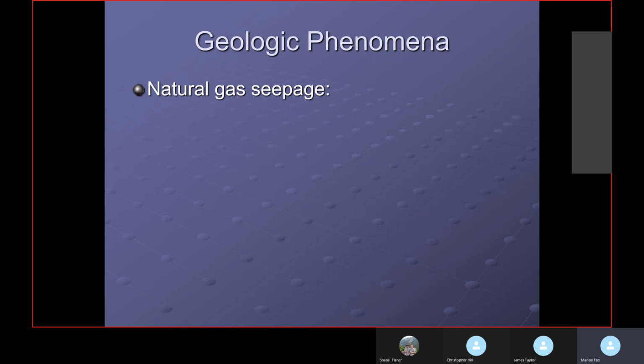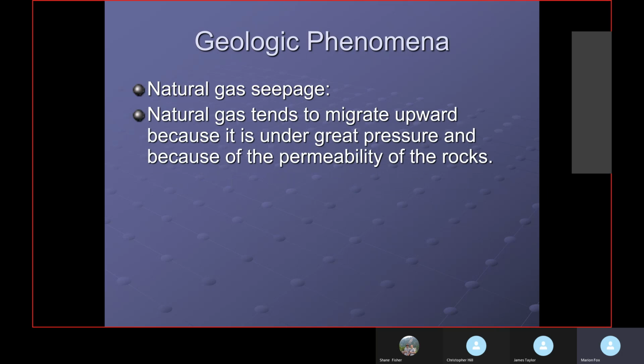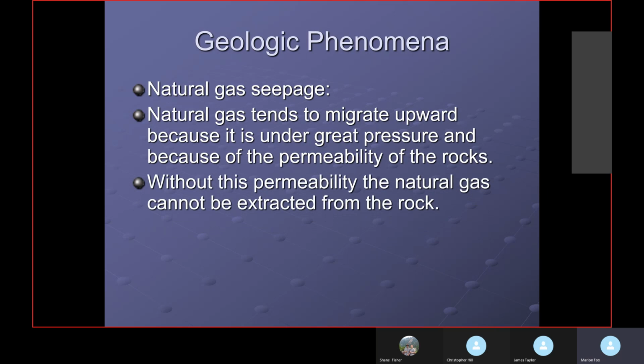One of the things they discovered when they mapped the Earth is that natural gas gives off a certain spectrum of light, and satellites can map the Earth and find natural gas coming up through the ground. Natural gas tends to migrate upward because it's under great pressure, because of the permeability of the rocks. Permeability means the ability for it to permeate or to go through the rocks. And so this happens, natural gas comes out of the ground.